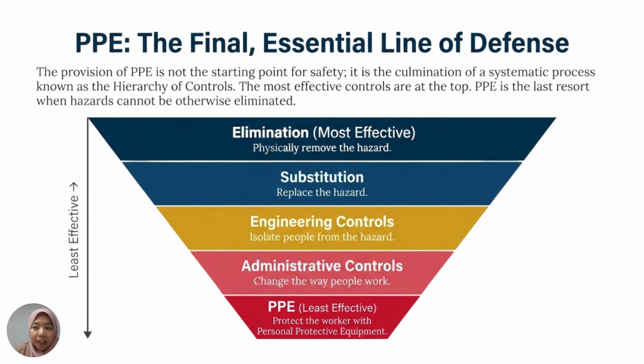This is the hierarchy of controls, in which the most effective controls are at the top, which is elimination. PPE is the last resort when hazards cannot be otherwise eliminated. When engineering controls and administrative measures cannot fully remove the risk, PPE becomes essential.